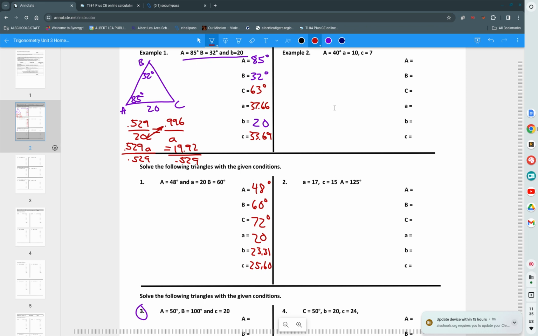I wanna know where I screwed up. Sine of 48 over 20 is equal to the sine of 60 over B. Oh, no, but I know where I screwed up. Good, yep. As B. That's where I screwed up.